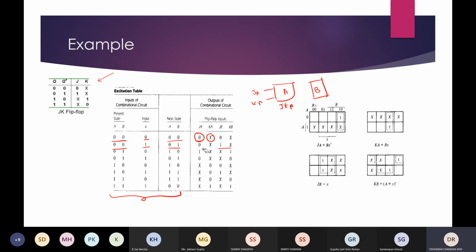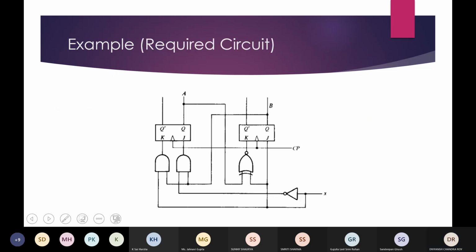Yeah, I think that is sufficient. Here what we do, we simply create a K-map to get the J and K values on the basis of inputs. So this is represented here, and this is the required circuit that we are drawing.